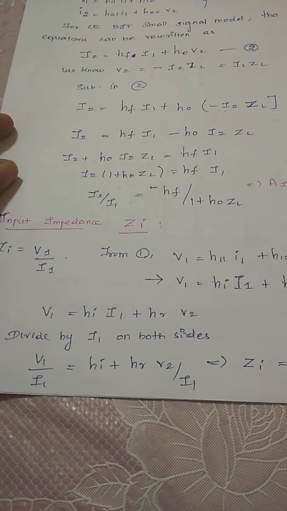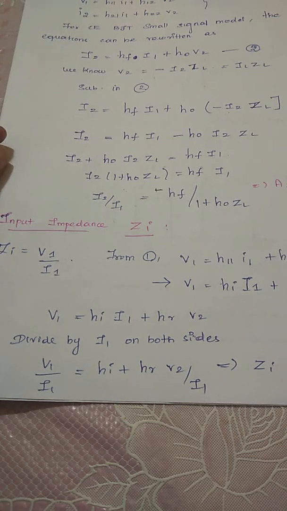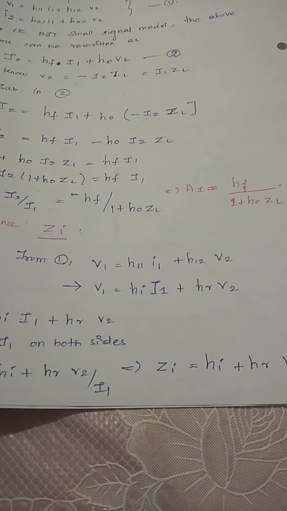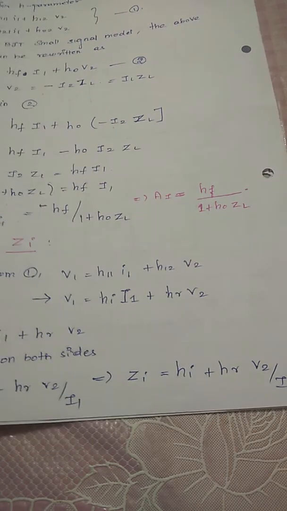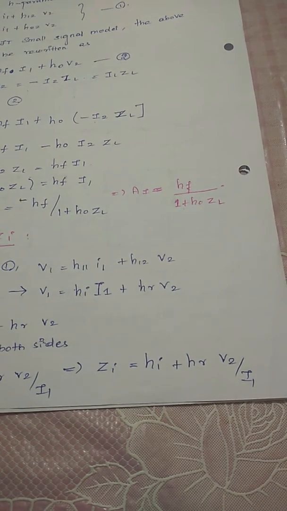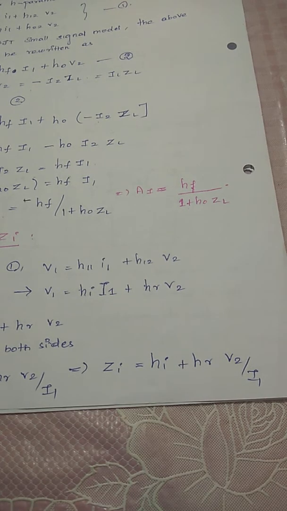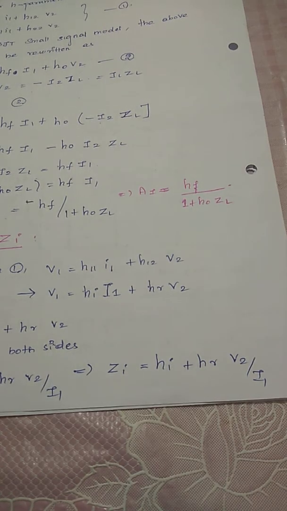Now what I require is V1 by I1. So divide on both the sides by I1. So V1 by I1 is equal to, in the first term HI into I1, so I1 cancels. In the next term HR V2 by I1 will come. Okay, so now ZI or input impedance or V1 by I1 is equal to HI plus HR V2 by I1. The ultimate aim is I don't want any measured parameters or measurable parameters in my equation. Every parameter, current gain, voltage gain, input impedance, output impedance, I want everything in H parameters. You should not have any voltage and current measurable values there. So V2 by I1 is to be found out now.